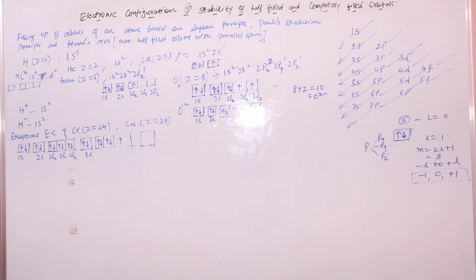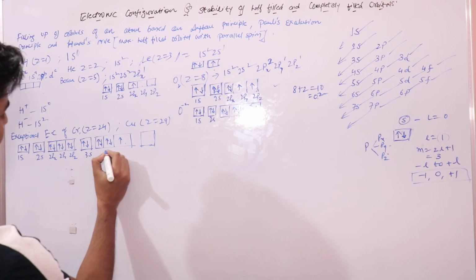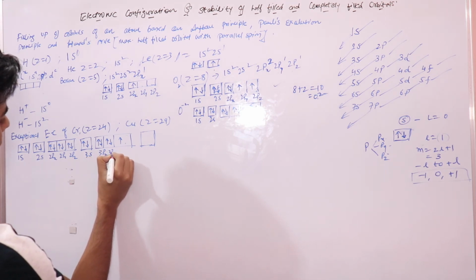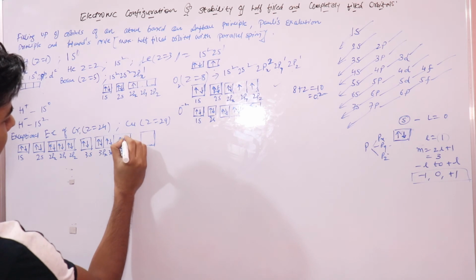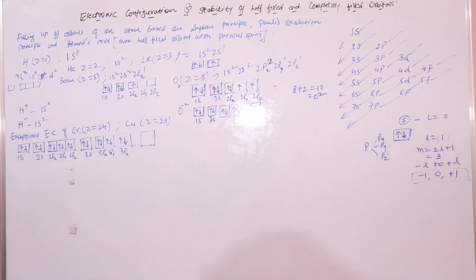This is your 1s2, 2s2, then you have 2px, 2py, 2pz, then you have 3s2, right? Then you have 3p6, right? It should be 3px, 3py, 3pz, right? You have 3s, you are done with 3p, then you have 3d, right?